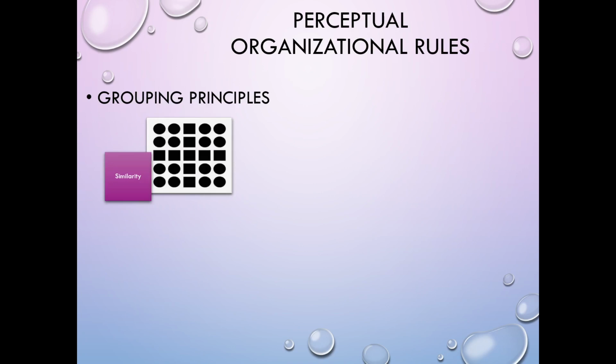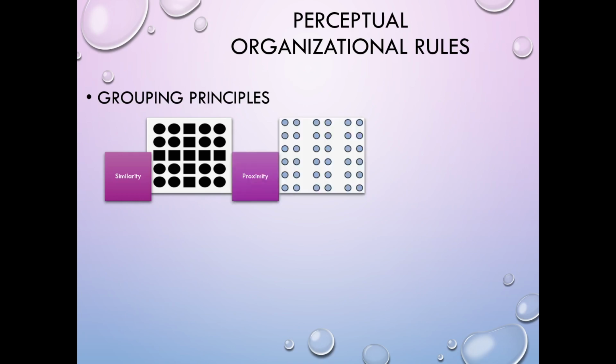We tend to group similar items together. So you probably see this as a series of squares forming a plus sign, and circles making little squares within that plus sign, right? You don't see this as just a series of random objects. You're seeing a pattern, a plus sign, and then circles within it.